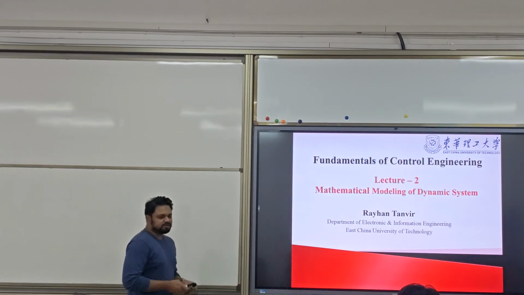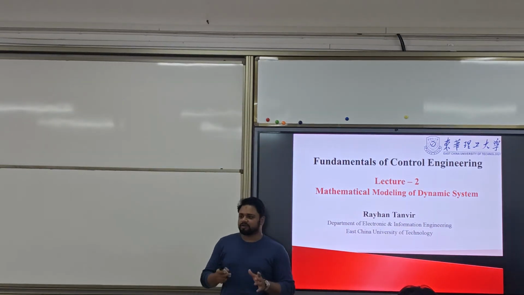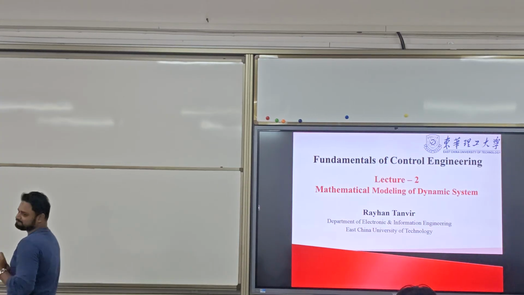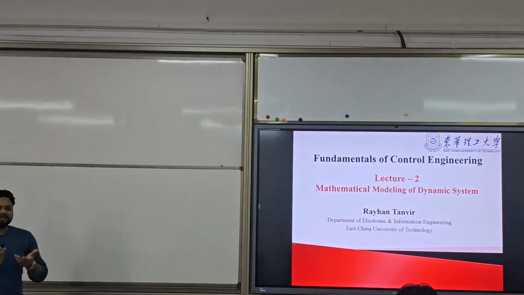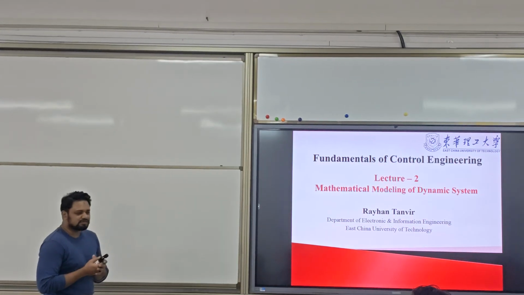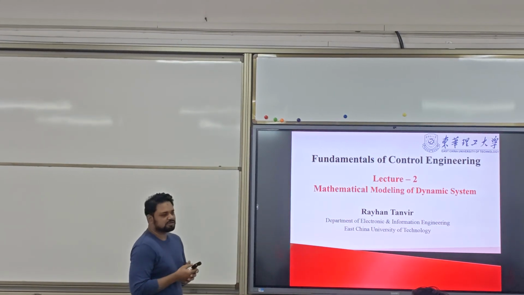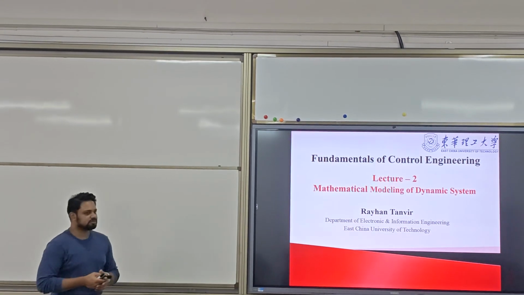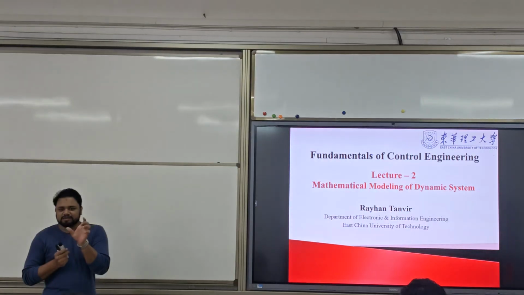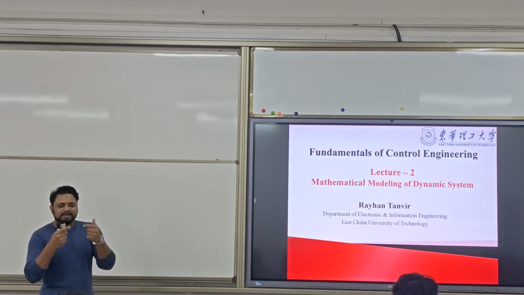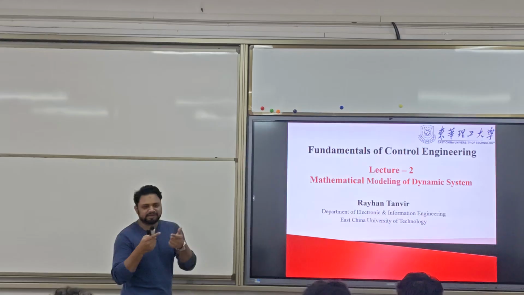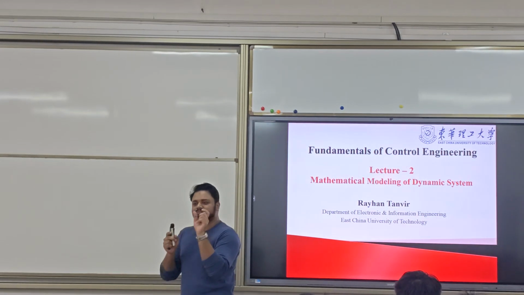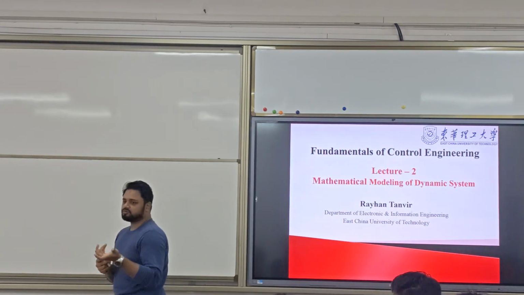This is a new chapter. You have that in your book. Mathematical modeling of the dynamic system. So what is mathematical modeling? Mathematical modeling is a set of equations, different types of equations, like differential equations and integral equations. Model means design. So mathematical modeling means you will design a system that consists of some mathematical equations.